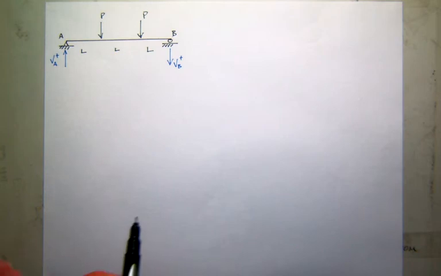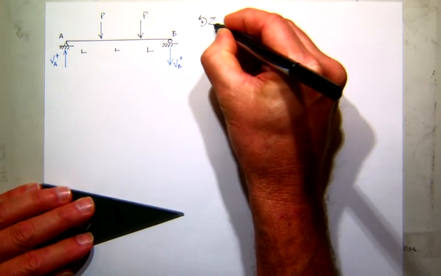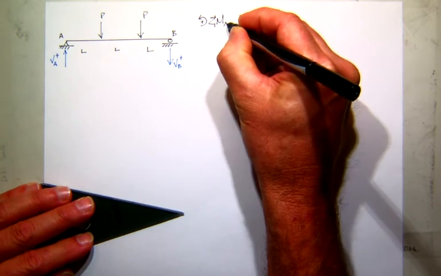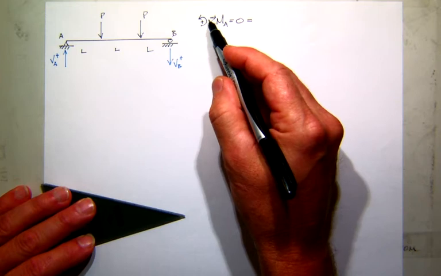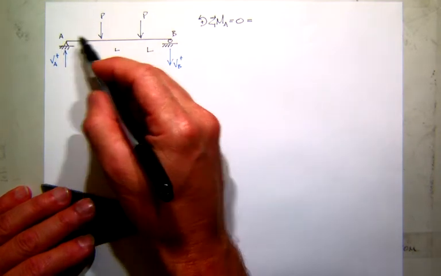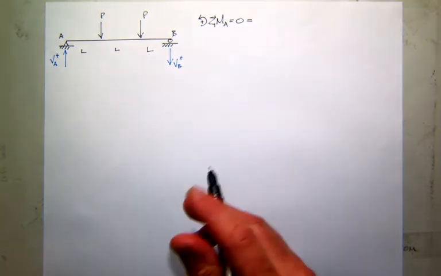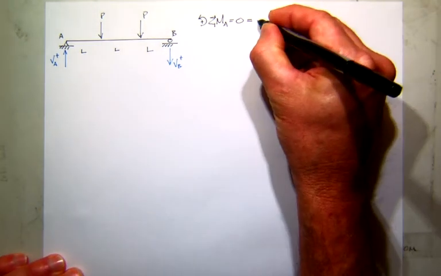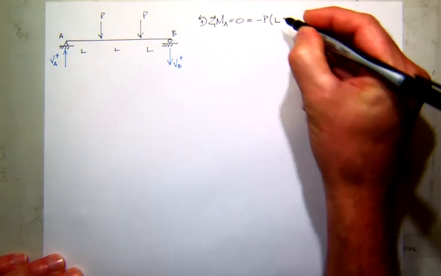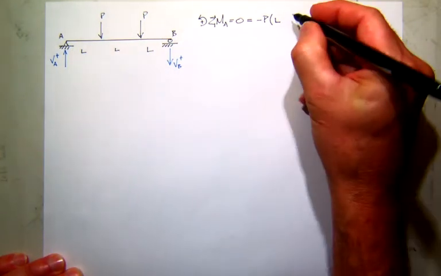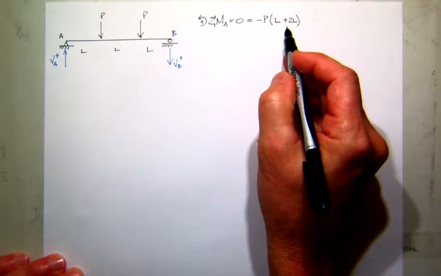It was lighting. Sorry. So I'm going to sum moments, and I'm just going to decide to sum moments at A. You could sum moments at B if you like. Make sure it's in equilibrium. I'm going to use the right-hand rule. Summing moments at A, my two applied forces P, what kind of moment do they create about A? Positive or negative? Negative. So I'm going to have minus P. The first one has a moment arm of L, the second one has a moment arm of 2L. That takes care of the moment of my two applied loads P.